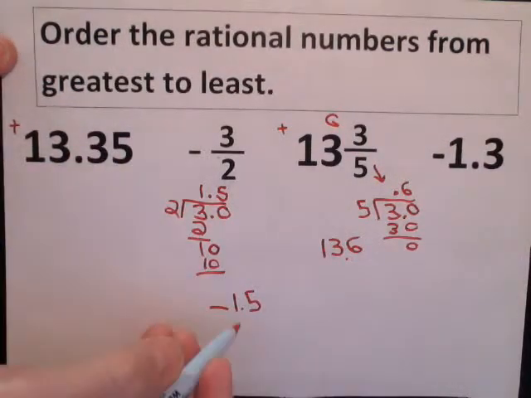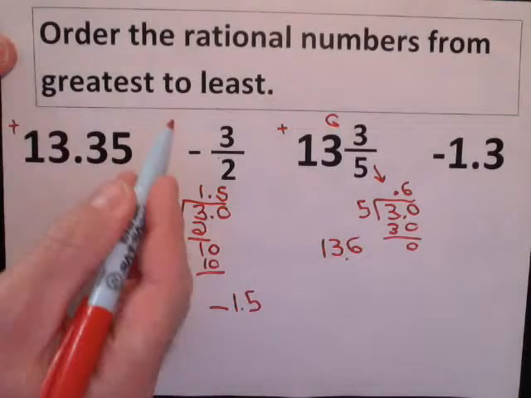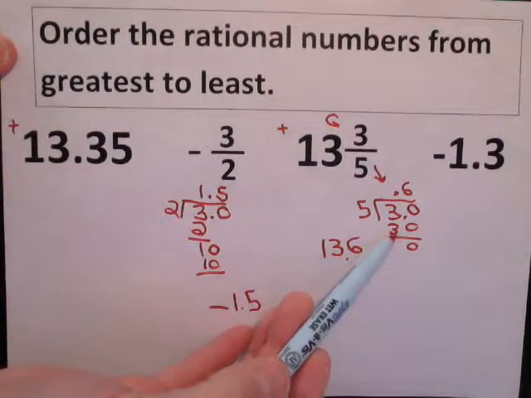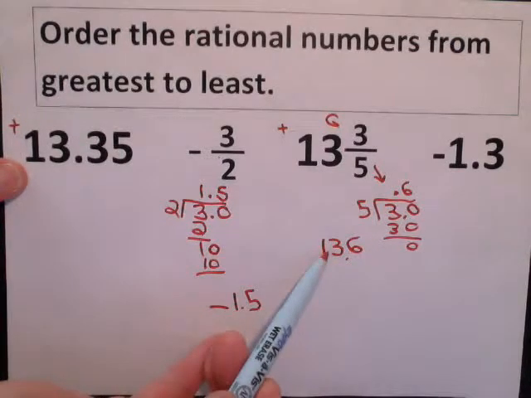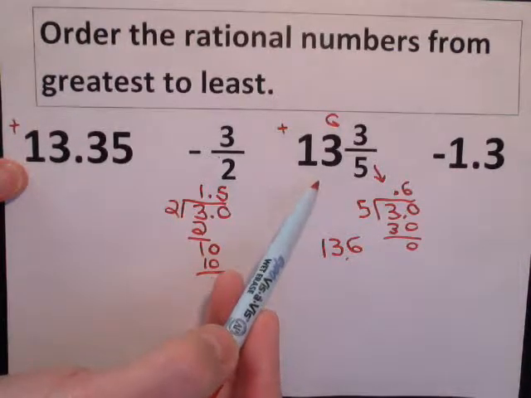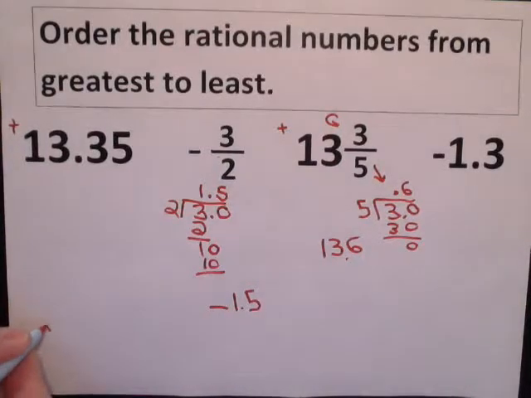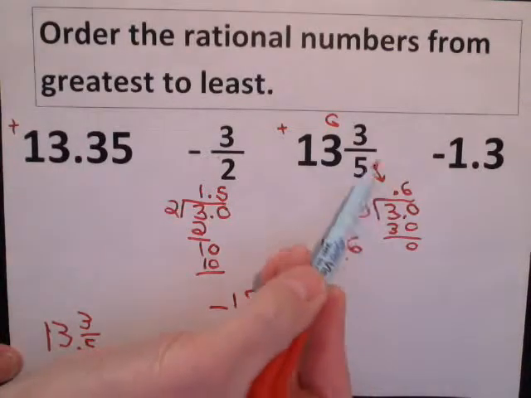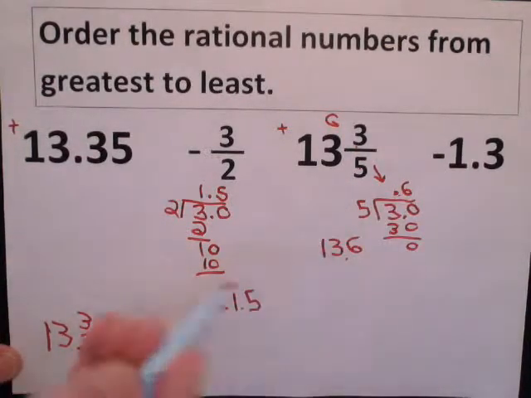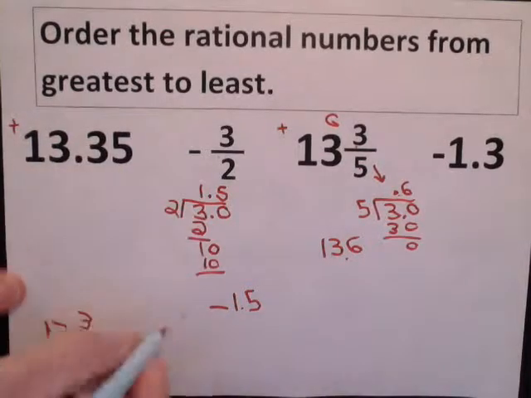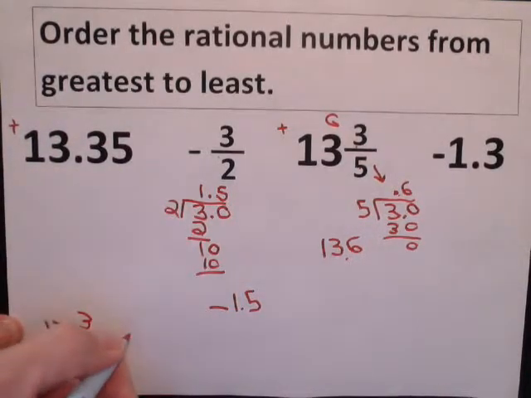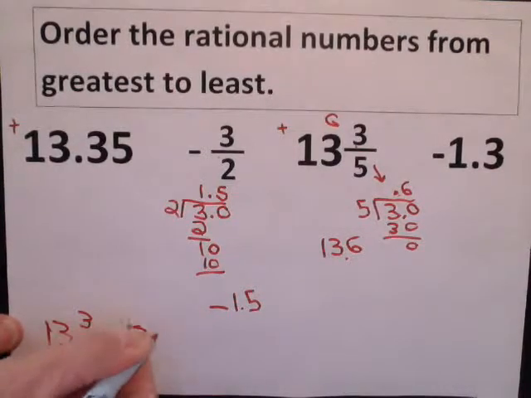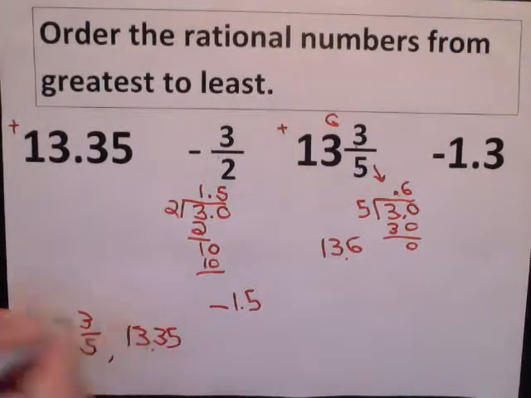So now we can order these from greatest to least. Our greatest number out of all of these will be 13 and 3/5. So we would have 13 and 3/5. That's our greatest value because 3/5 would be 6/10. Then we know that 13 and 35/100 would come next. So 13 and 35/100 is next.